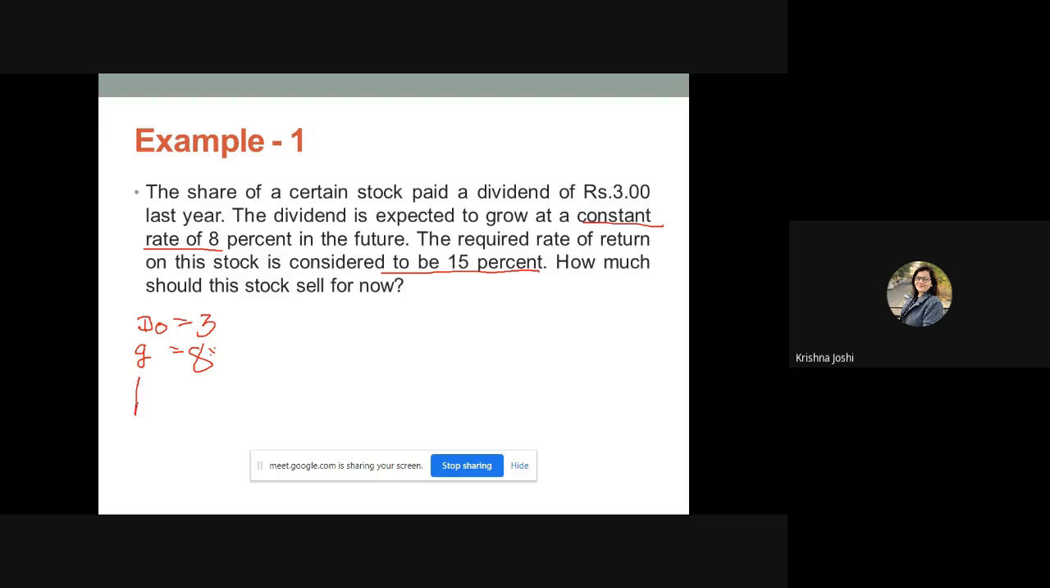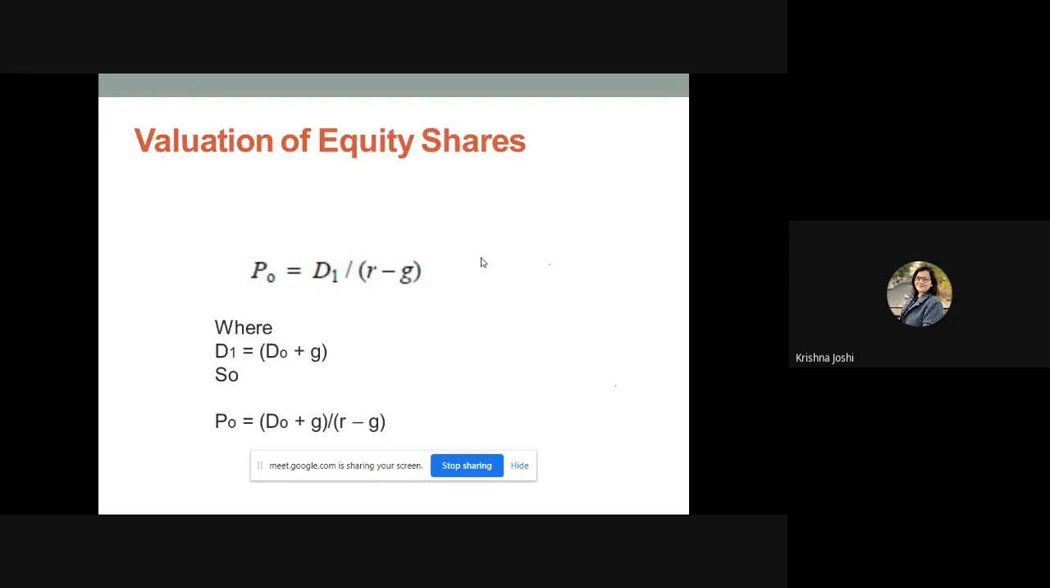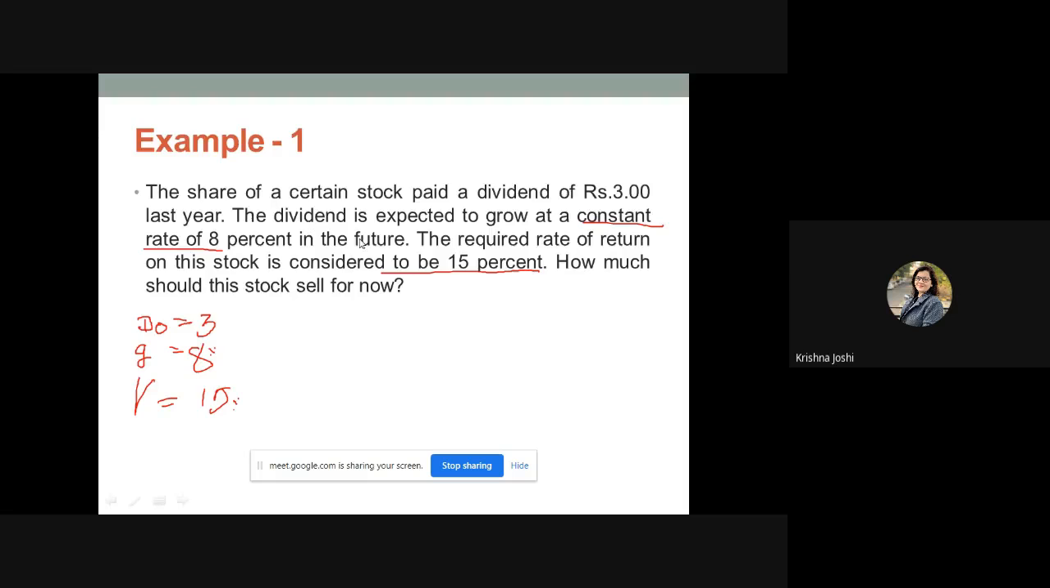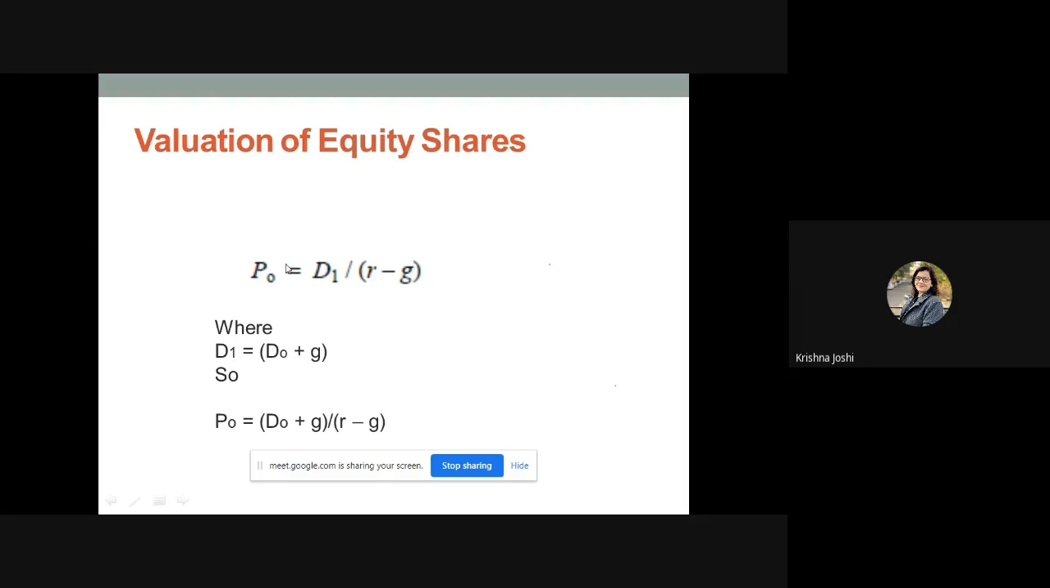This is nothing but the R. So R expected is 15%. Now you tell me how much should this stock sell for now? What should be the value of the stock now? The value of the stock is calculated with the constant dividend growth model like this: P0, the share price, should be equal to D1 upon R minus G. D1 we can write as D0 plus G.